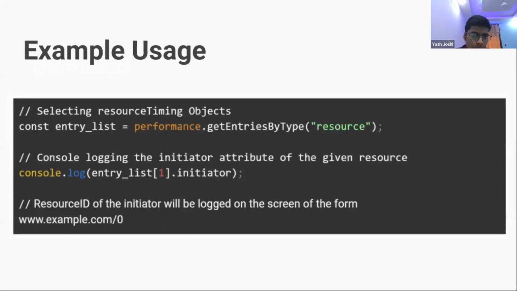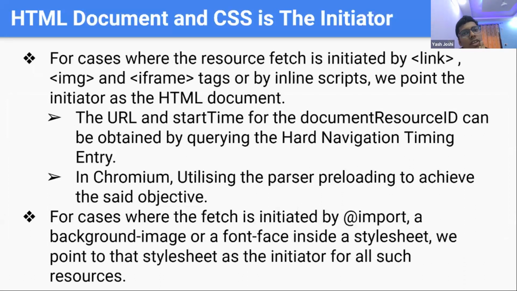So there can be a bunch of cases where we can calculate this initiator and resource ID. For the most basic cases, we plan to point to a single culprit there. For example, in the case where the HTML document is the initiator. So for these cases where the resource fetch is basically initiated by HTML tags such as link tag, image tag, or an iframe tag, or inline scripts.